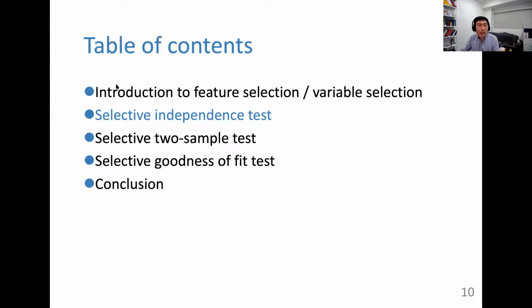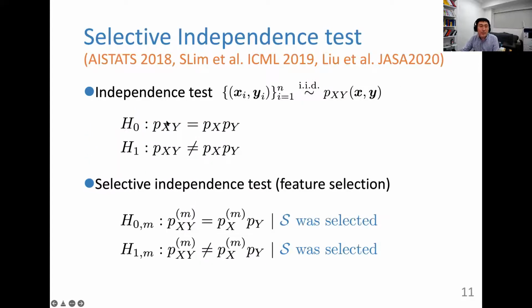Okay, so then I want to talk about the selective independence test, and after that, the selective two-sample test and the selective goodness-of-fit test. Basically, the approach is almost the same. The only difference is what kind of statistical measure we are using for testing. For the independence test, we definitely use HSIC. So, the selective inference independence test.